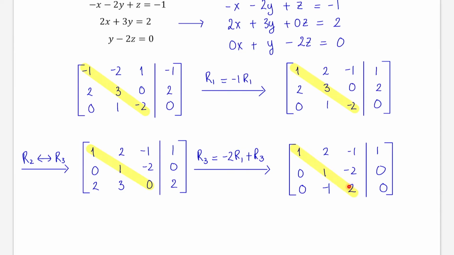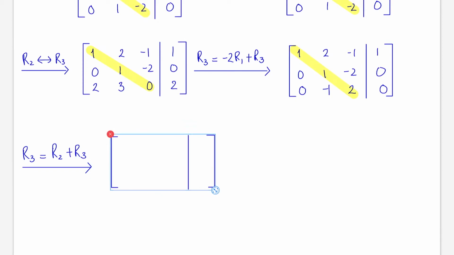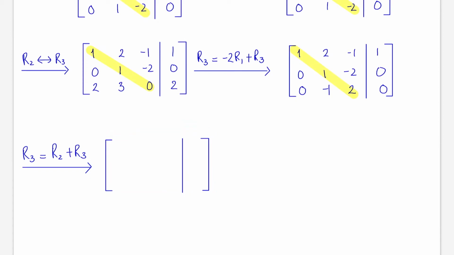So this is my diagonal right here. These two are 0. Now I need to turn this negative 1 into 0. In order to do that, I'll take row 2 plus row 3. So my new row 3 will be the previous row 2 plus the previous row 3. My first and second rows stay the same. 1, 2, negative 1, 1, 0, 1, negative 2, 0.